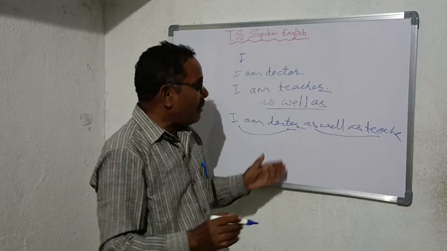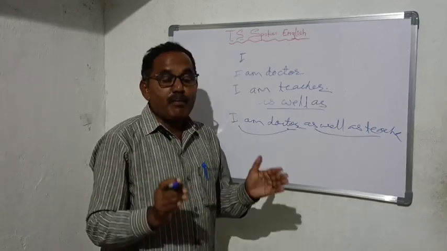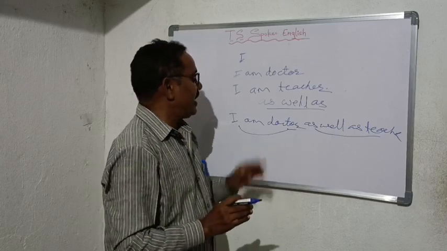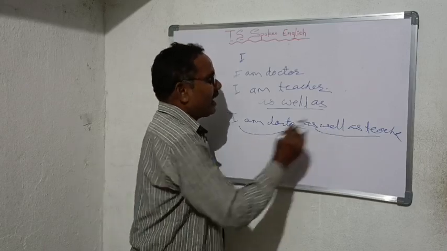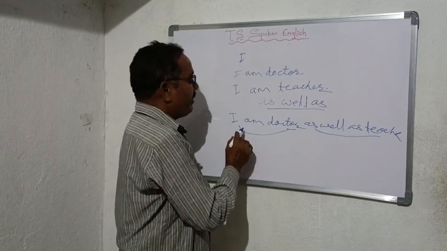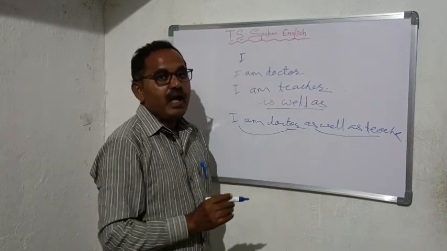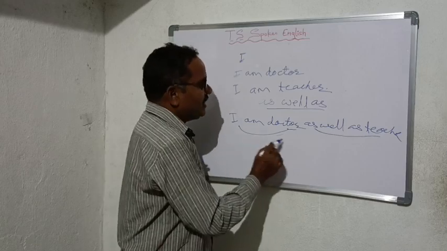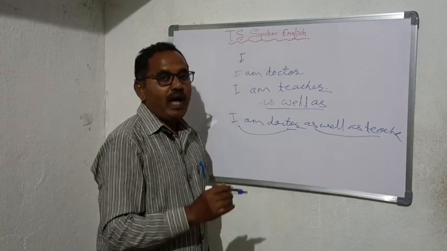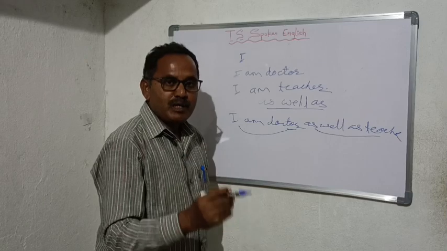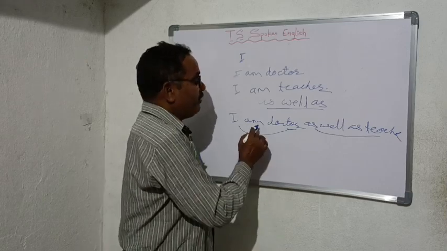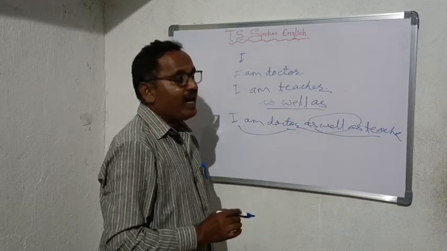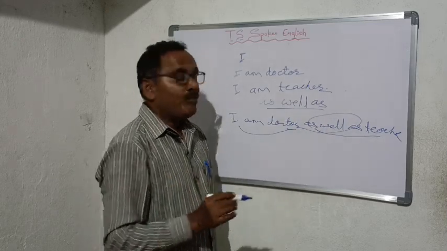So, we are combining two sentences together, that is called as well as. I am worker as well as director. I am hero as well as director. I am Rahim as well as Ram. I am Sita as well as Gita. I am washerman as well as milkman. If you combine with the help of as well as, that becomes one sentence.